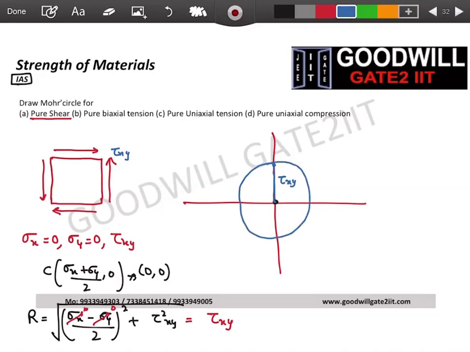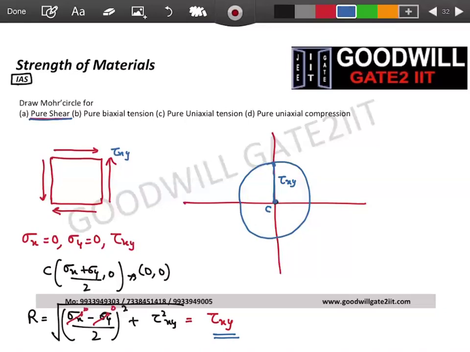So for pure shear, my Mohr circle will be centered at origin, and the radius of Mohr circle will be equal to my shear stress. Shear stress can be anything in the numerical, 10, 20, 50, whatever they give. I think this is easier now because we have already solved this. You people understood this concept easily.